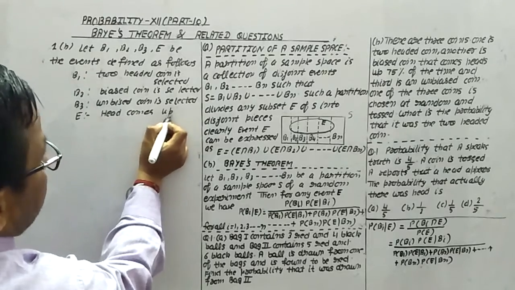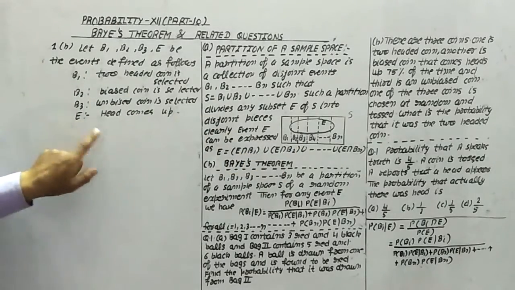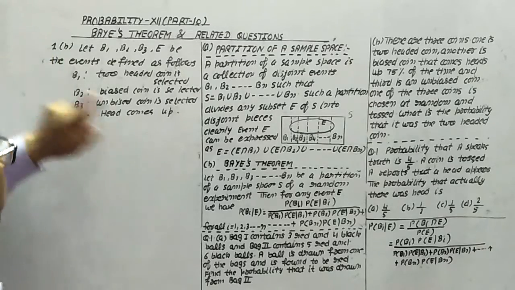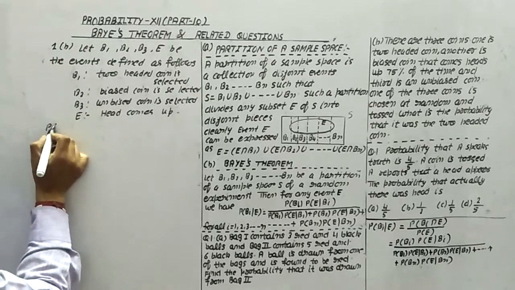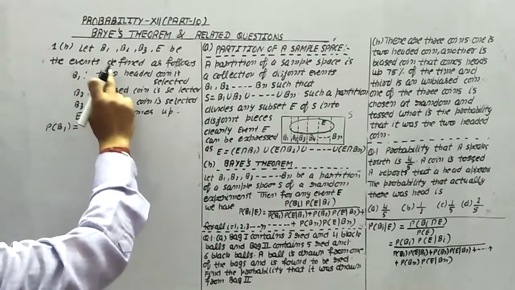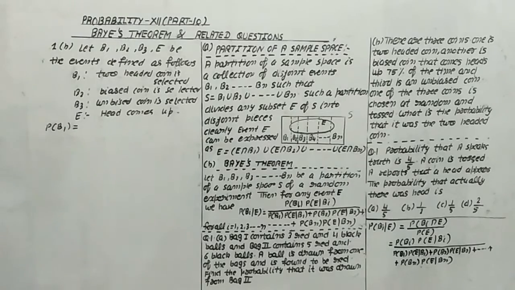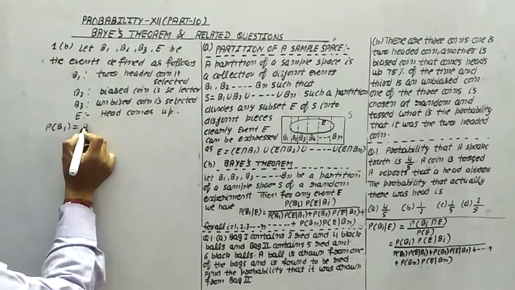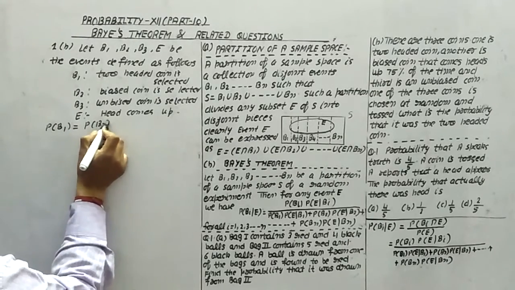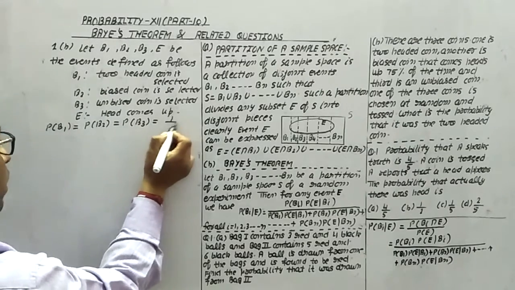Now according to this, they are saying that it is from the two-headed coin. So we have to find out the probability of B1 given E. First of all, the probability of B1. How many parts are there? There are 3 parts. So probability of B1, probability of B2, probability of B3 is equal to 1 by 3 only.